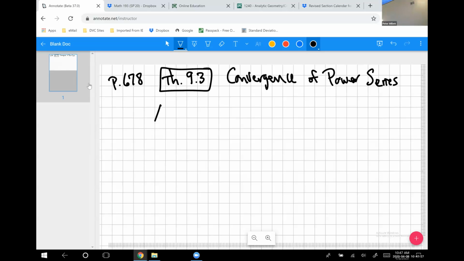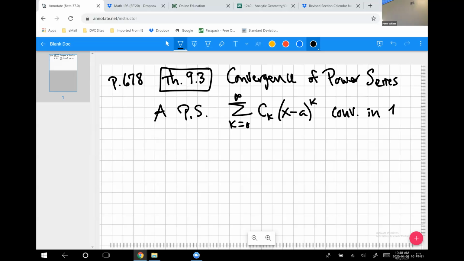So if we have a power series, and again, the general form is you go from 0 to infinity and you have some coefficients and you have x minus a to the k. A is the center, c sub k are the coefficients. So a power series converges in one of three ways.